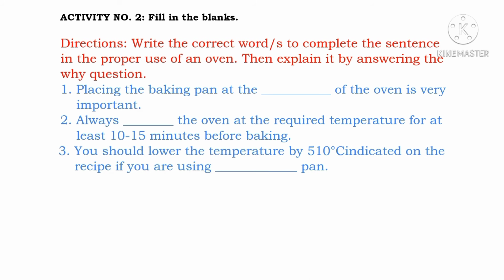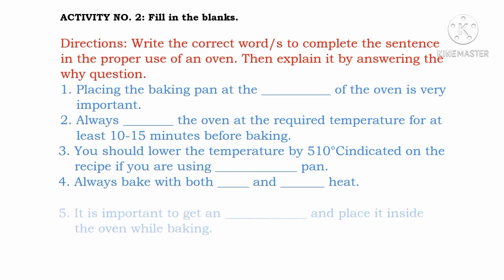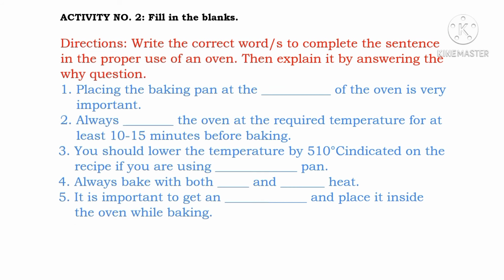Number 3. You should lower the temperature by 5 to 10 degrees centigrade from that indicated on the recipe if you are using a black pan. Number 4. Always bake with both blank and blank heat. Number 5. It is important to get an blank and place it inside the oven while baking.